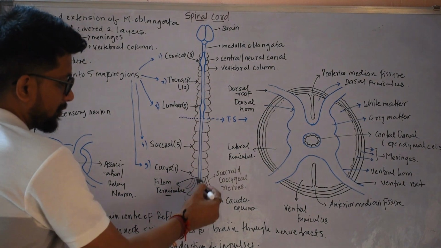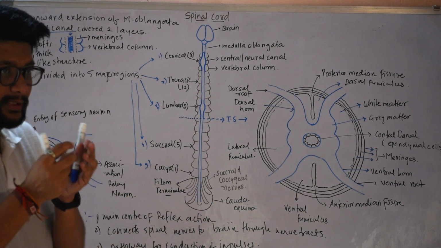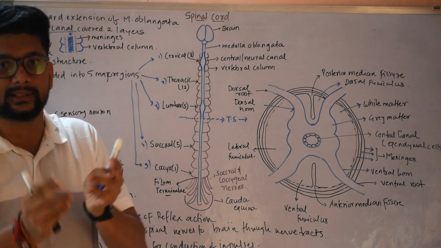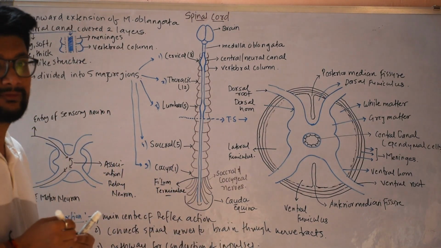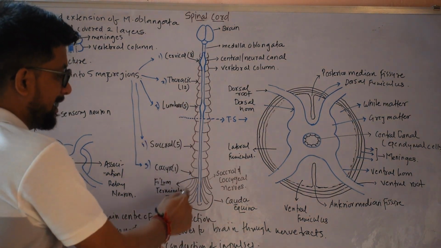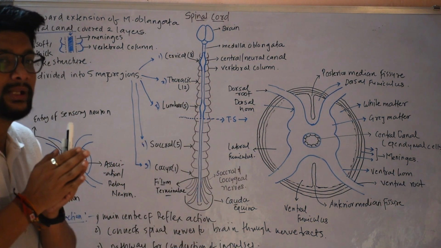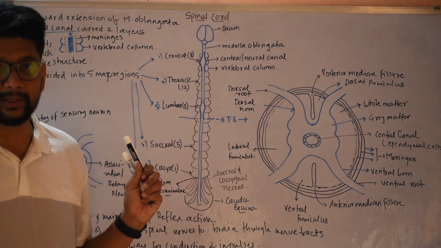And the sacral and coccygeal region nerves which are coming out from here, it looks like a horse's tail. Hence this is mentioned as cauda equina. Equina represents a family of horses and cauda means tail. So this last terminal part of the structure looks like a horse tail. Hence the term mentioned for this is cauda equina.